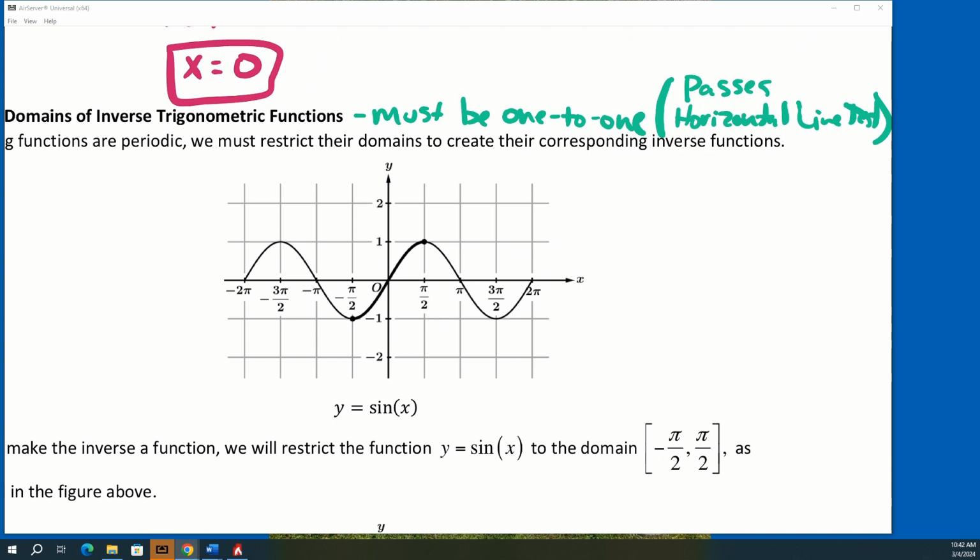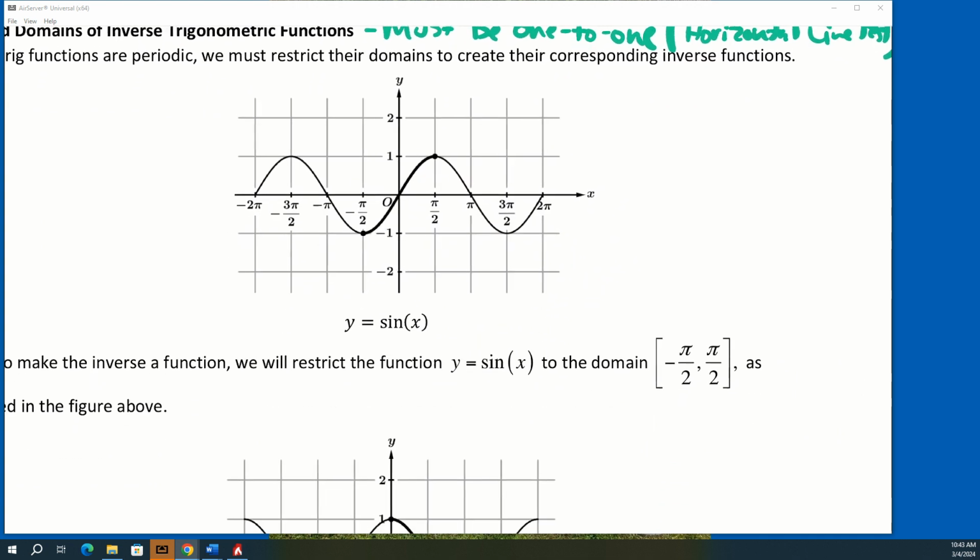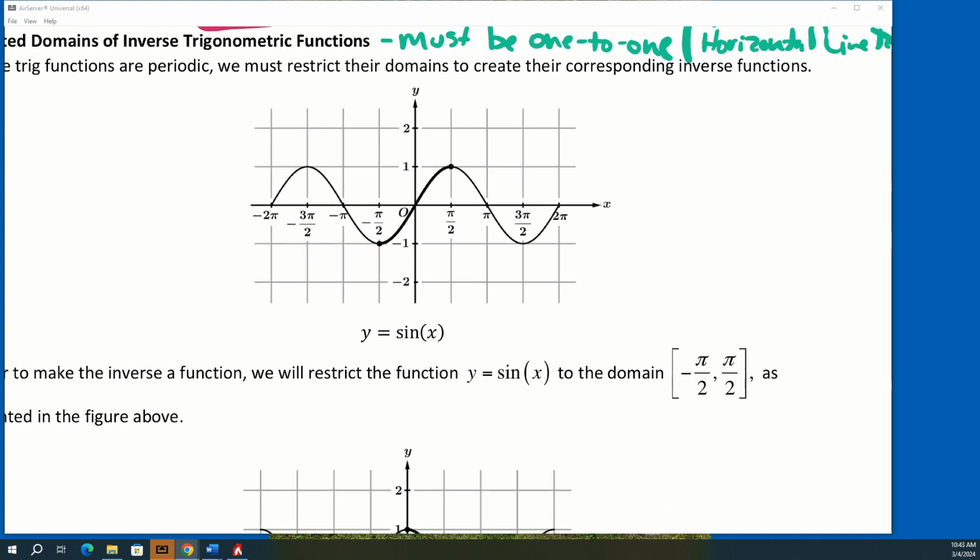Now, all the trig functions are periodic or cyclic, and they just repeat this pattern over and over again. So they would never pass a horizontal line test if you didn't restrict the domain. What you do is take the sine function and restrict the domain to only this much, so it does pass the horizontal line test. The new domain is where the x's are from negative pi over 2 to pi over 2.